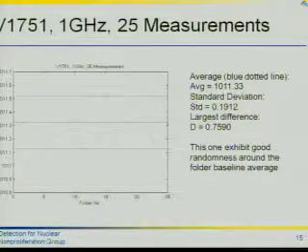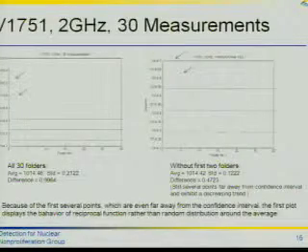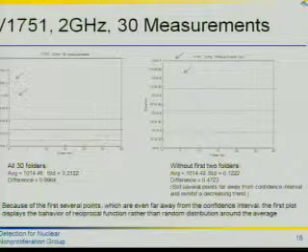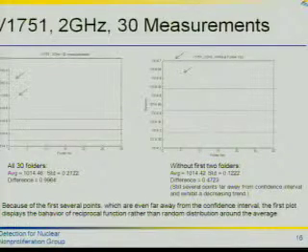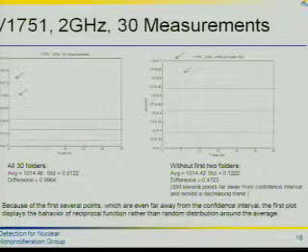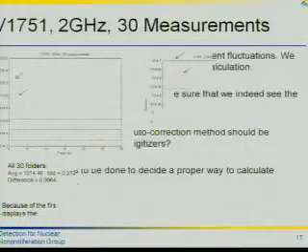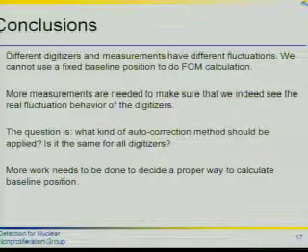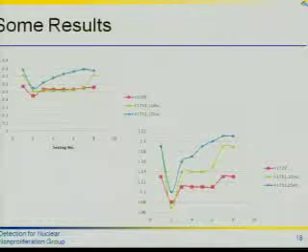Here is the average baseline position from V1751, 1 GHz one. It has an interesting random behavior. Here's a plot from V1751 2 GHz one. The baseline position has a decreasing behavior. Here are some general conclusions from my preliminary investigation. I'll continue working with the group to work on the baseline correction methods to solve the baseline fluctuation. And here are some results from my investigation.